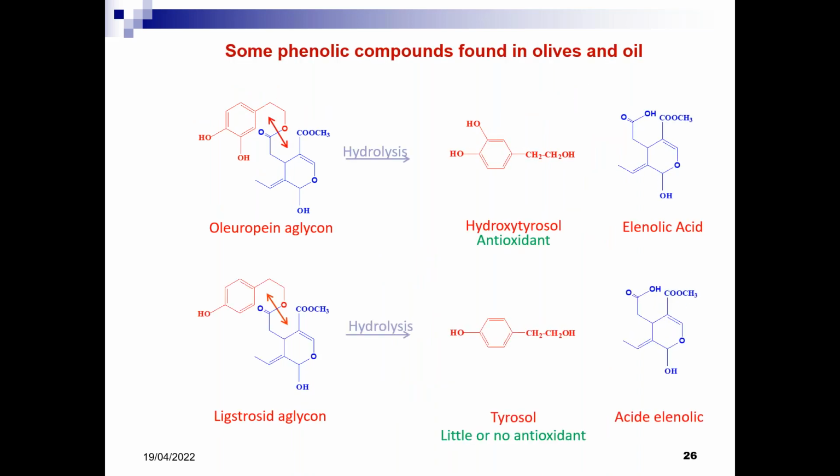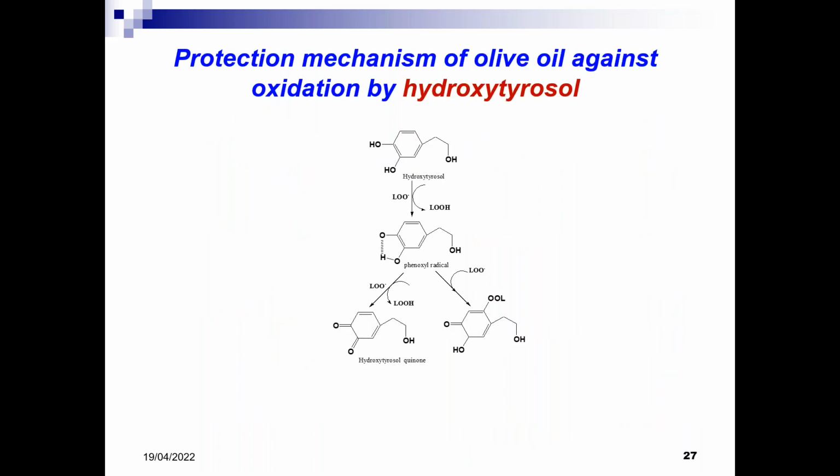And here you can see the hydrolysis of the compound, and which derivatives can be obtained, such as hydroxytyrosol. It has a highly potent antioxidant activity, and tyrosol has little or no antioxidant activity. And here you can see the mechanism of phenolic compounds to stabilize, for example, oil or cream.